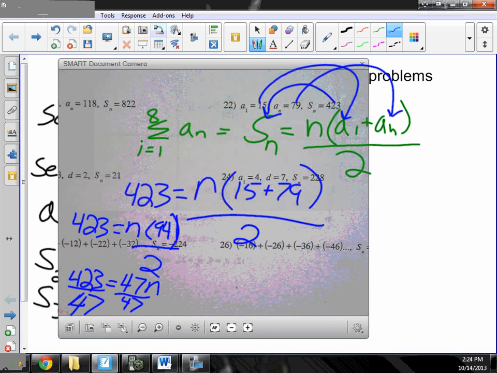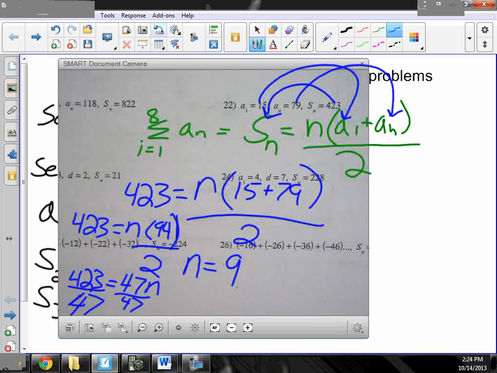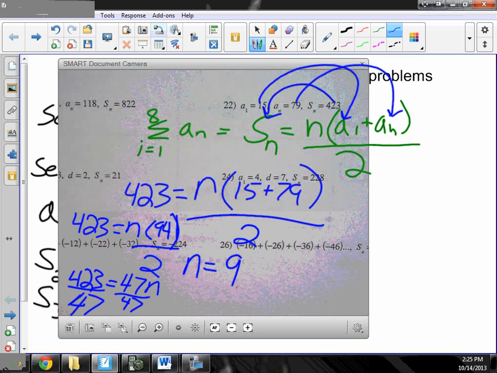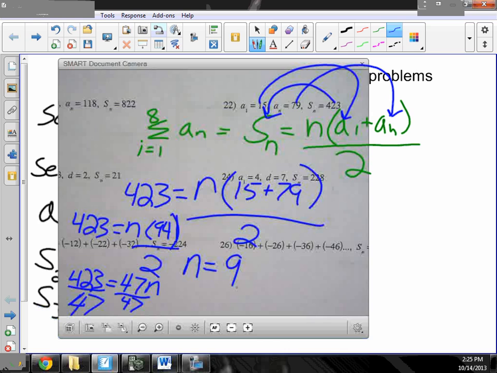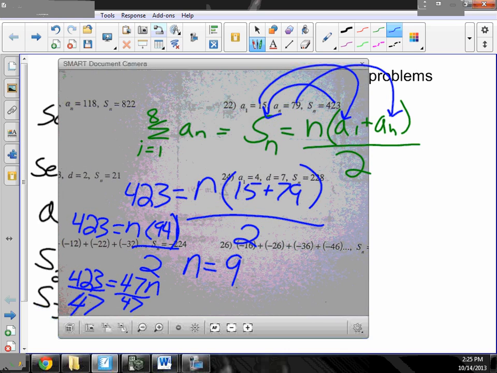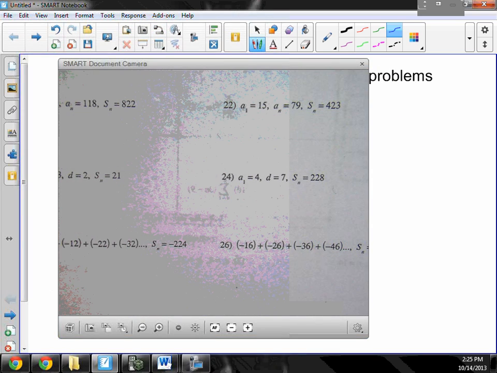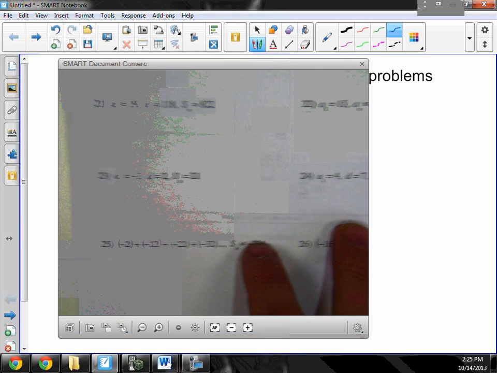So n equals 9. What does that mean? There are 9 numbers in that series. So we took a sequence of 9 numbers and we added them all together to get 423. Okay, those are the easy ones. Number 23 is a lot harder. So we talked briefly about 23, but I'm going to rework it now.